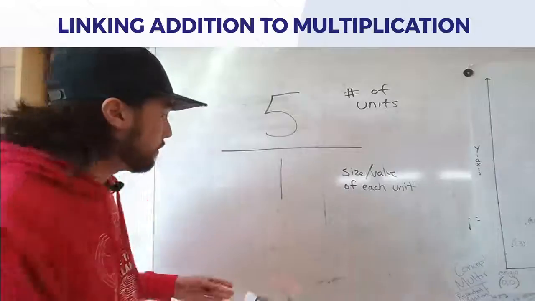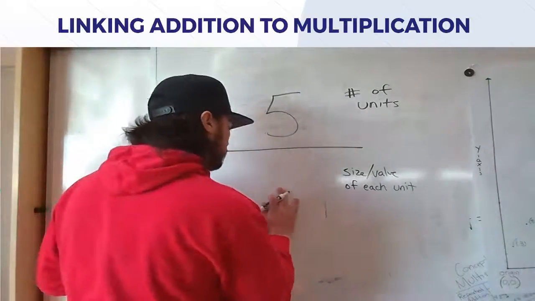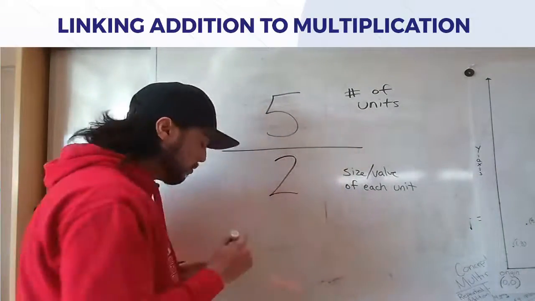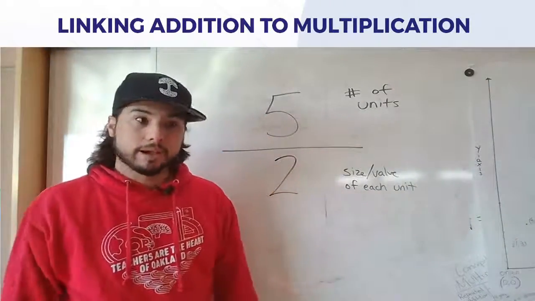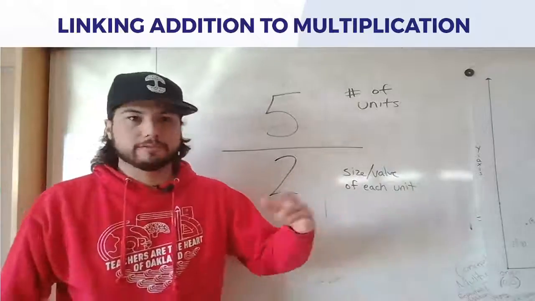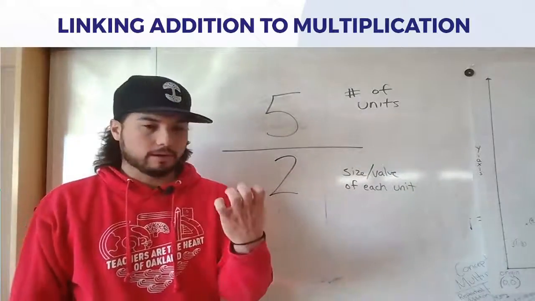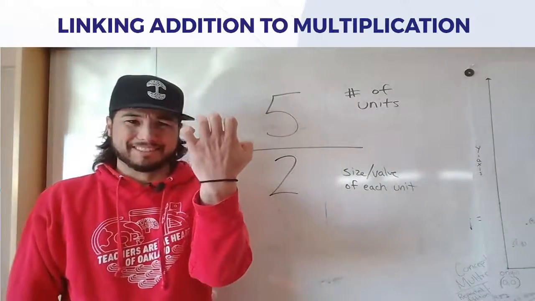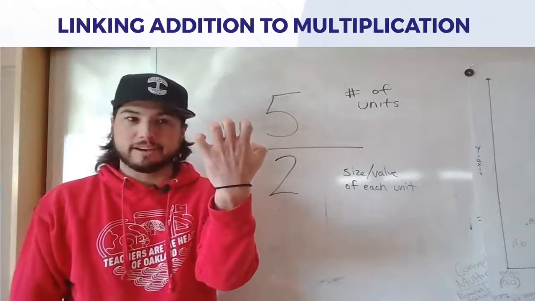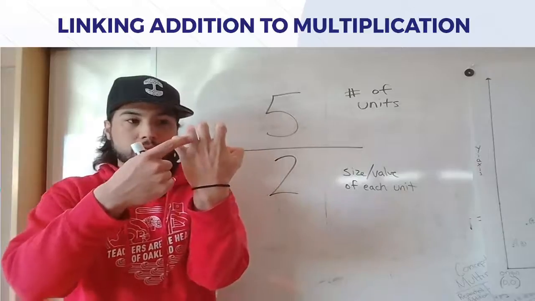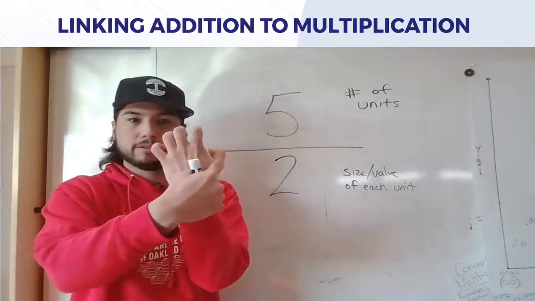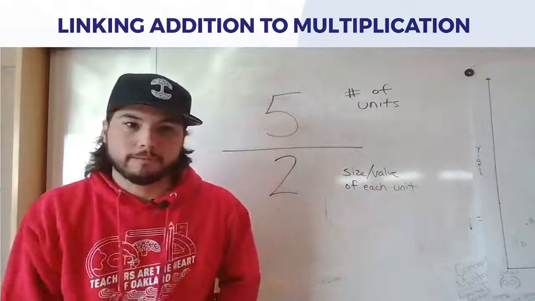If we had half pizzas, the unit that we're counting in, or how we're counting by, would be in halves, okay? 1/2 of a pizza, 2 halves, 3 halves, 4 halves, 5 halves, right? Kind of like this, there's 5 halves. If I bend half of my fingers down, how much of my fingers are showing? 1/2, 2 halves, 3 halves, 4 halves, 5 halves, okay?